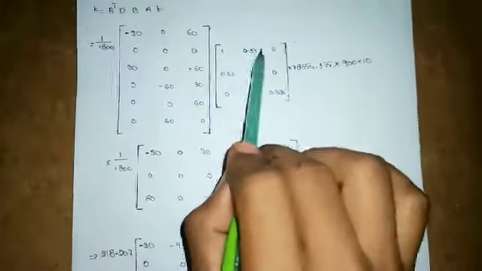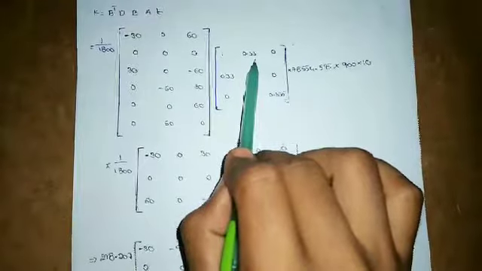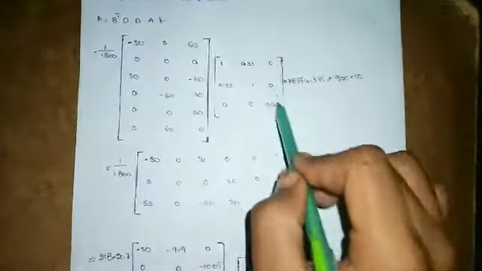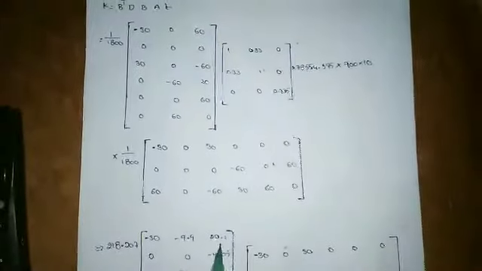Similarly first row second column: minus 30 into 0.33 means minus 9.9, 0 into 1 is 0, 60 into 0 is 0. So what is the value? Minus 9.99. Similarly first row third column, you will get the value 20.1. Similarly multiply these two matrices, you will get this equation.